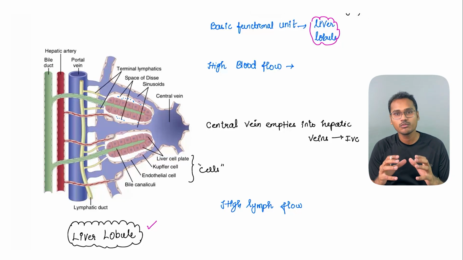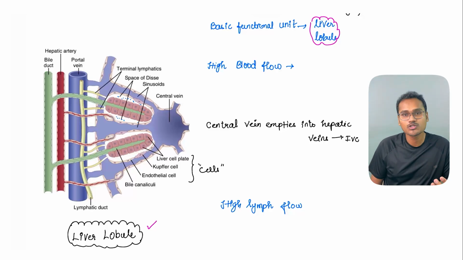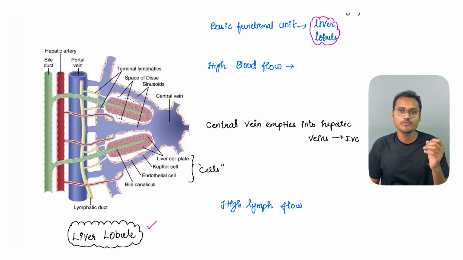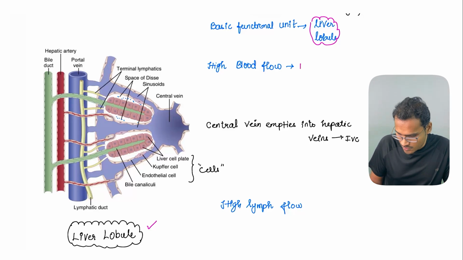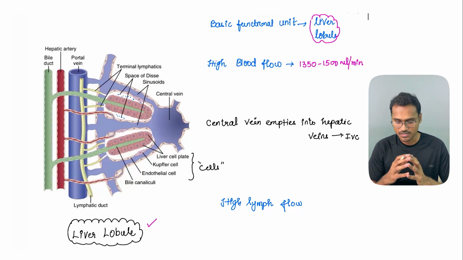Multiple liver lobules together form the liver. So this is a basic representation of a liver lobule. And there is a high amount of blood flow because it has so many metabolic activities. The blood flow is around 1350 to 1500 ml, which is a huge amount of cardiac output being given to the liver because of its metabolic processes.